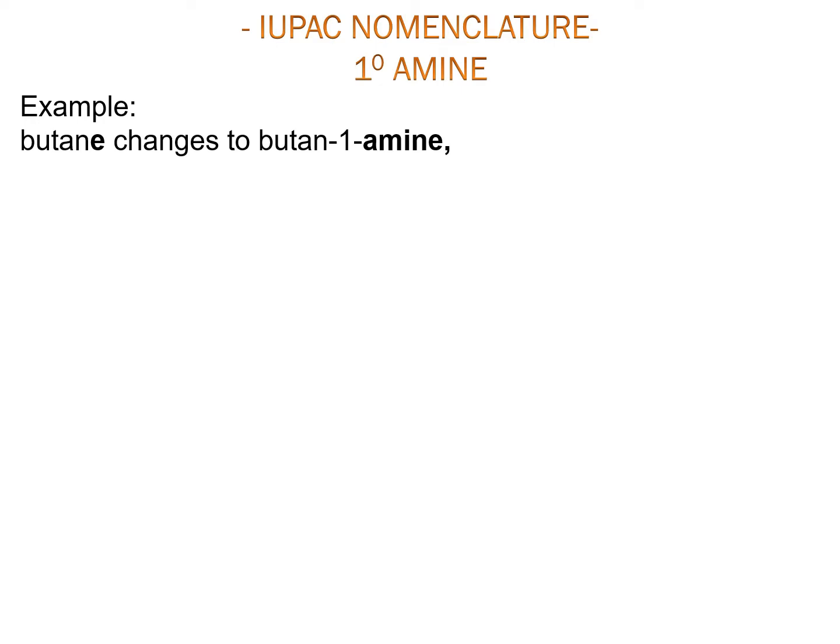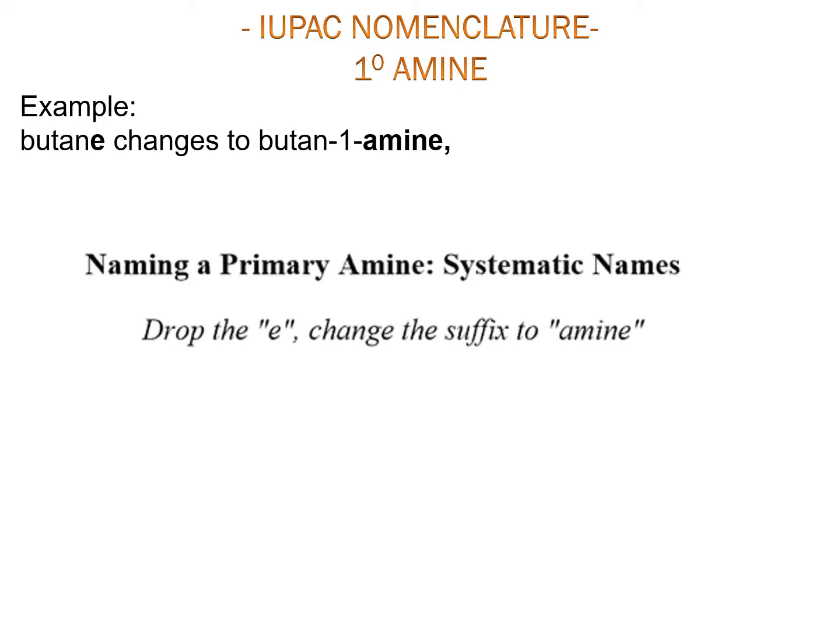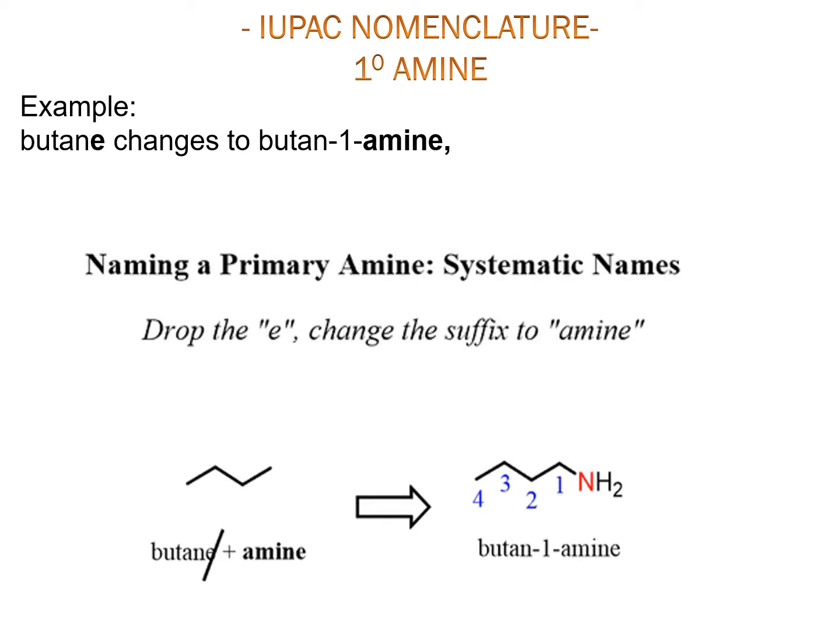Example, butane changed to butan-1-amine. In butane, drop the E, and change the suffix to amine. So the name is butan-1-amine or 1-butanamine.